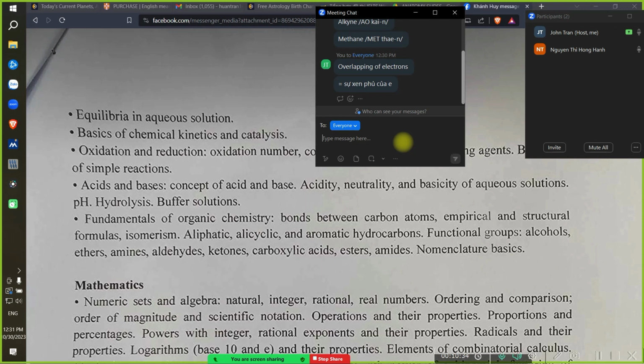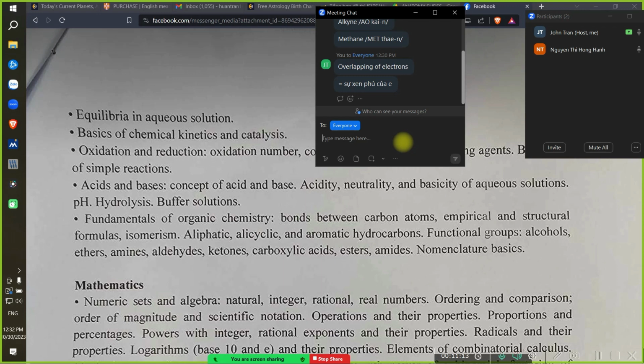So I think it makes the force between carbons and other atoms stronger than the one that has no overlapping. Okay, very good. Anything else? You can go to the next one or maybe something like that, yeah.